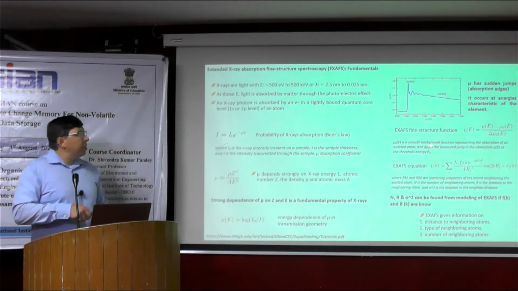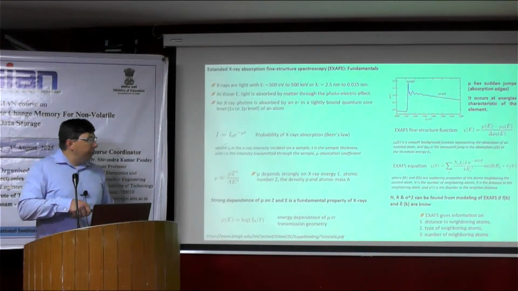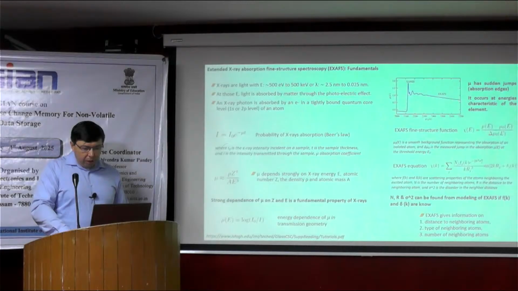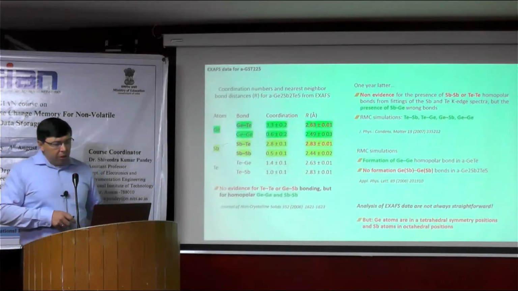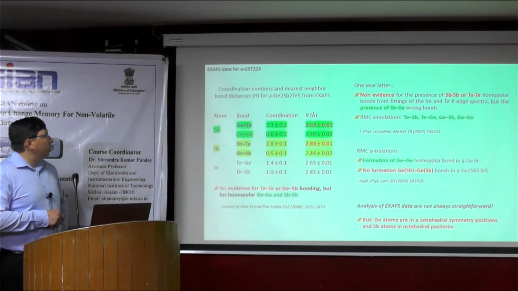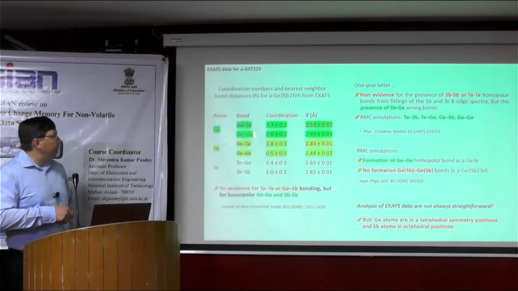And then from this data, you can extract mainly the information on the distance to the neighbor atoms, the type of the neighboring atoms, and the number of neighboring atoms. So it's a very important method for the study of amorphous materials. Now some experimental data from XAFS, for example, on coordination number and nearest neighbor bonds in amorphous materials.